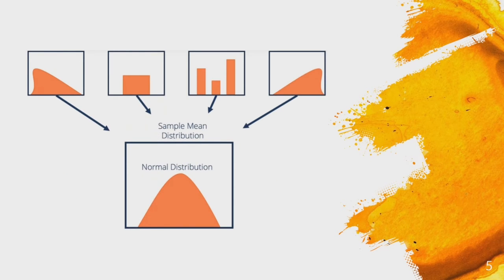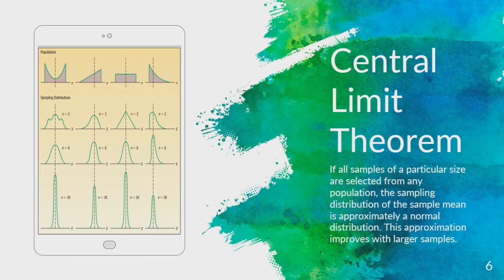As the user increases the number of samples to 30, 40, 50, etc., the graph of the sample means will move towards a normal distribution. The sample size must be 30 or higher for the Central Limit Theorem to hold. Another definition of the Central Limit Theorem is that if all samples of a particular size are selected from any population, the sampling distribution of the sample mean is approximately a normal distribution. This approximation improves with larger samples.